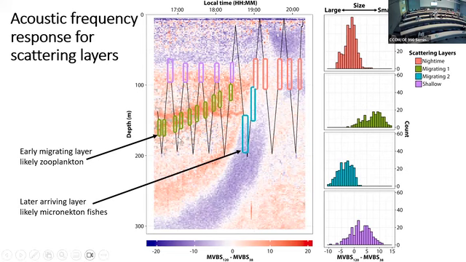So if you look at that early migrating layer to which the crabs aren't responding, it looks like they're having a much more positive, much higher response at the higher frequencies. And so they're likely zooplankton, whereas this layer has a zero-centered response, which is indicative that they're likely fish.